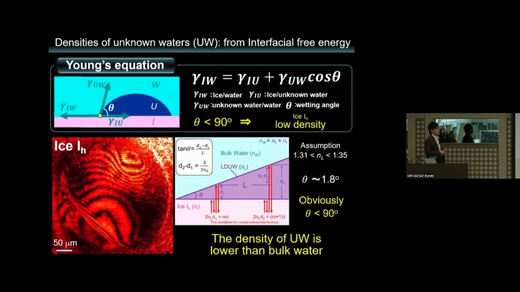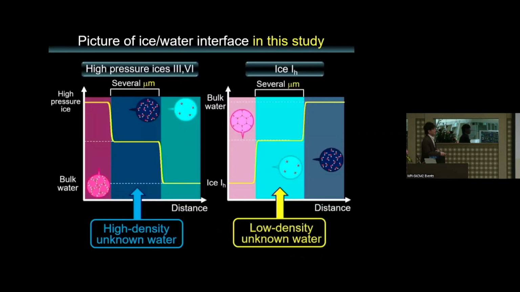Let me compare the conventional picture of the ice-water interface and the picture of the ice-water interface provided by our in situ observation. Previously, molecular dynamics simulations have shown this kind of picture of the ice-water interface, in which the order or density of the ice continuously decreases within a transition layer of several nanometers thickness. However, our in situ observations have shown that unknown waters with several micrometers thickness actually exist at the interface between water and ice.